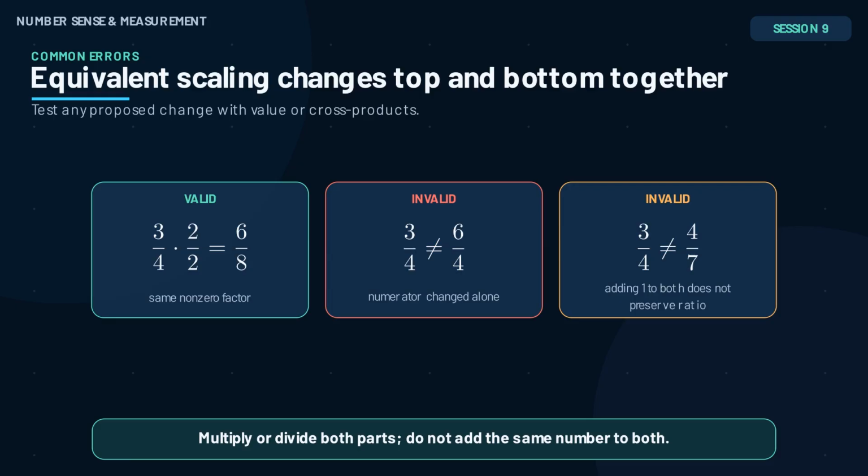Equivalent fractions require multiplicative scaling. 3/4 times 2/2 is 6/8, which preserves value. Changing only the numerator creates a different number. Adding the same amount to numerator and denominator also fails in general. Verify equivalence with cross products, decimals, or a visual model.